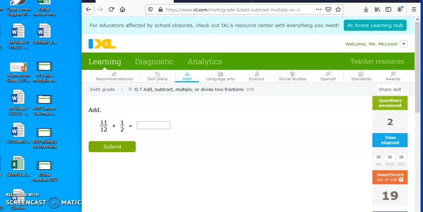Now I can add straight across on the numerator. I'm going to get 17. And the denominator 12 is going to stay the same. So the answer is 17 over 12.